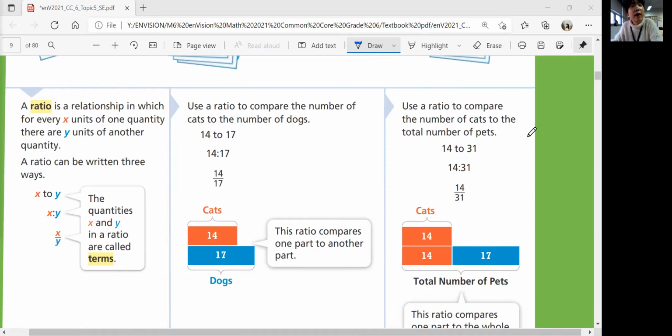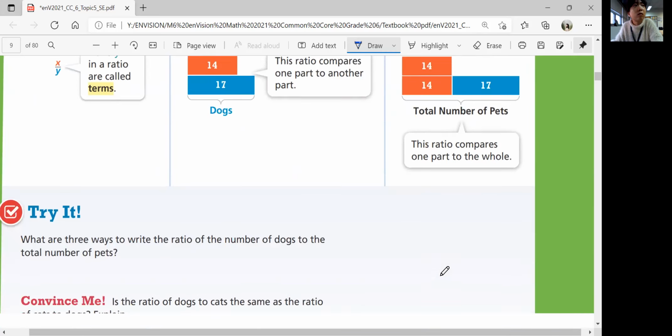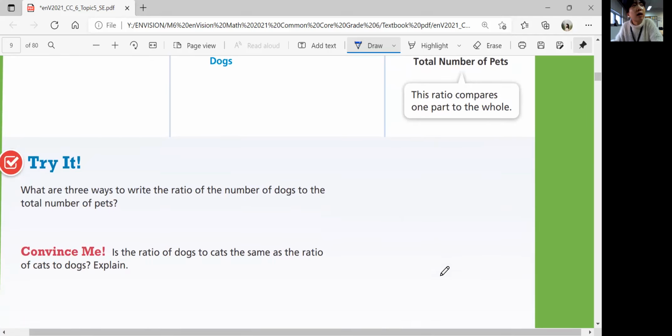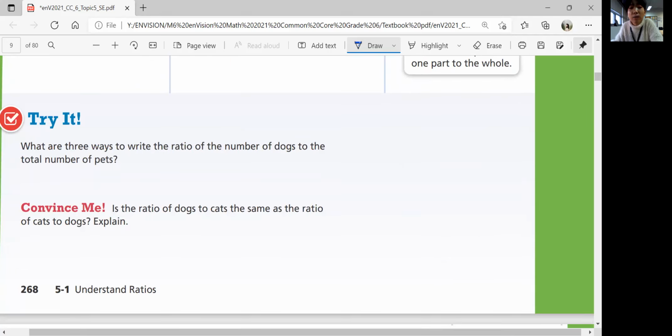Use a ratio to compare the number of cats to the total number of pets. 14 plus 17 is 31. That is our total number of pets. So 14 to 31 would be our ratio. Let's try the try question by yourself. Come back when you're ready for answers.